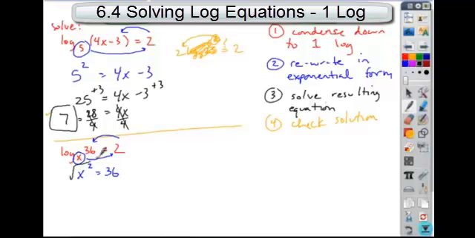Solve the resulting equation. When we solve this, we extract the square root. We get x is equal to positive or negative 6. Remember, when you extract the square root, you do have to take into consideration the positive and negative root.